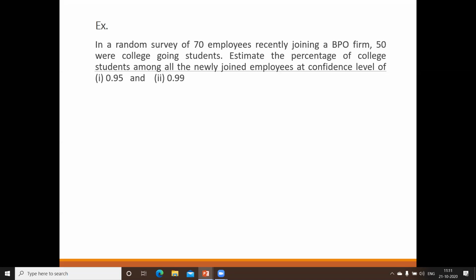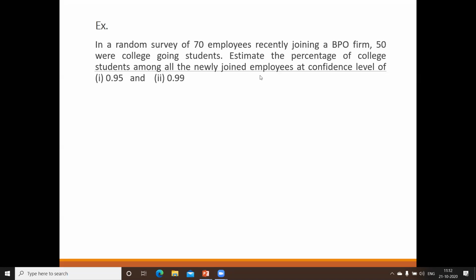Any answer, guys? You can put it in the chat as well. Simply, it will be 50 divided by 70. So if I divide 50 by 70, 5 by 7, just check what the value is. That will be nothing but the value of p, that is the sample proportion of students. Something in the chat: 0.714, right? So the value of p you will get is 0.714.